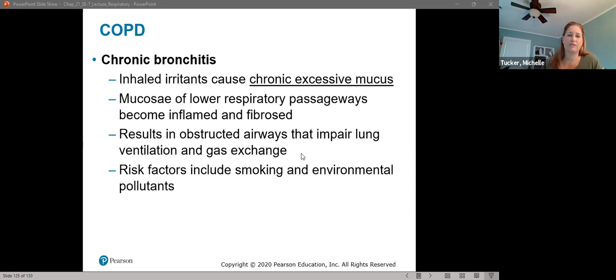Chronic bronchitis is usually more due to inhaled irritants, often pollutants, causes chronic excessive mucus, which then also impairs ventilation and gas exchange.